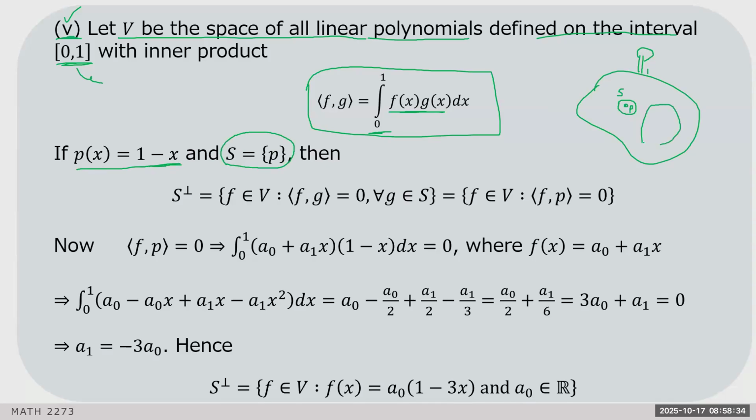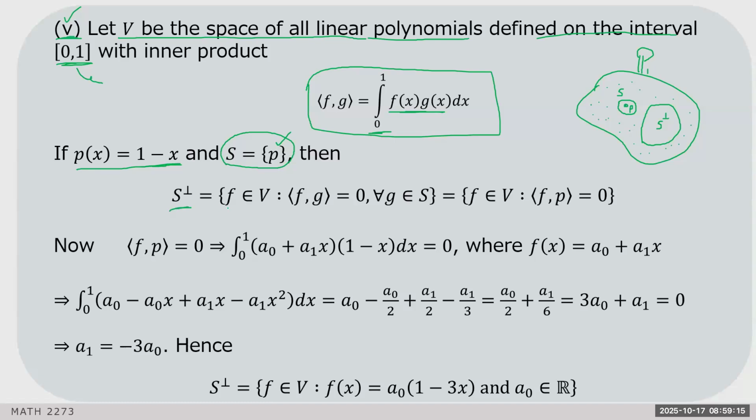I'm searching for this set, S perpendicular, or the orthogonal complement of S. I'm searching for every vector or polynomial in the space that is perpendicular to everything in S. So for us, it's very easy because S has just one element, P. So in other words, I'm searching for all other polynomials, up to linear polynomials, that are perpendicular to this single polynomial P. Okay, so let's see how to write that.